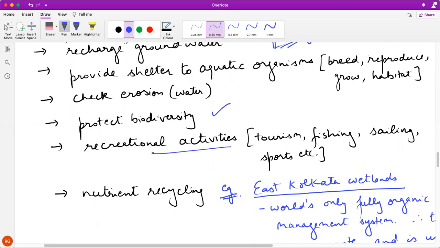Then recreational activities, wetlands are being used. We find usually wetlands are lake areas. They are being used for tourism, fishing, boating, sailing, and sports purposes. Right? Even we read earlier, Haryana is trying to explore wetland areas for tourism purposes.